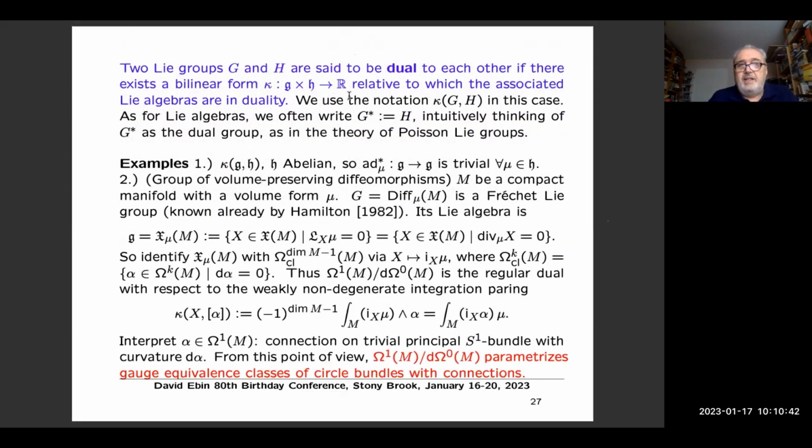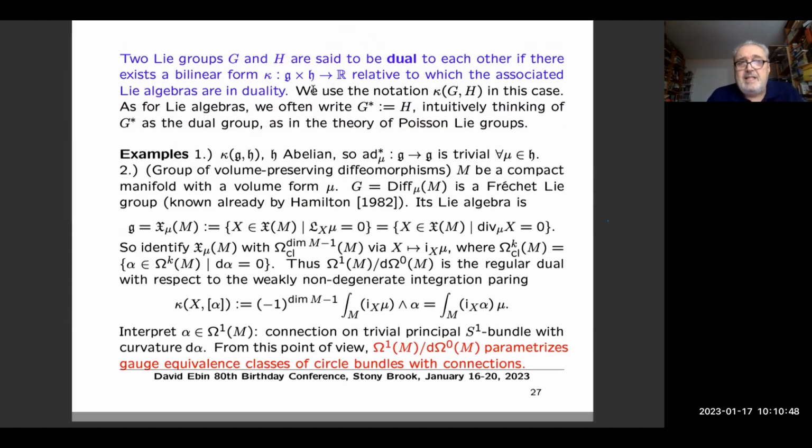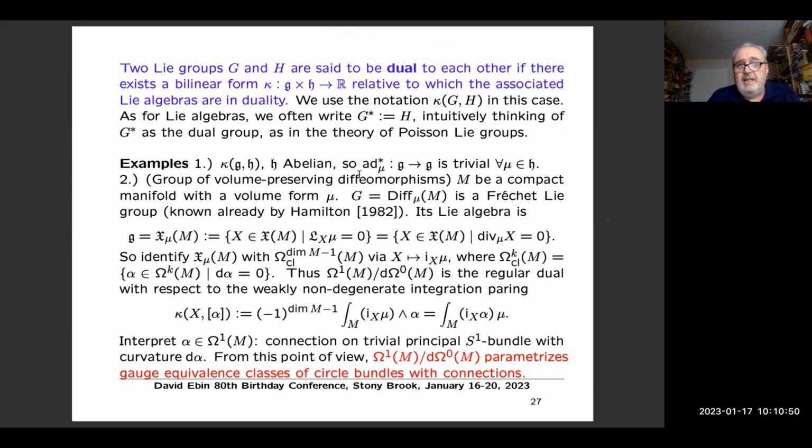So two Lie groups G and H are said to be dual to each other if there exists a bilinear form at the level of the Lie algebras. Example, if H is abelian, then ad star mu is trivial. And this is going to ultimately give me, as I'm going to state in a moment, the usual momentum map.